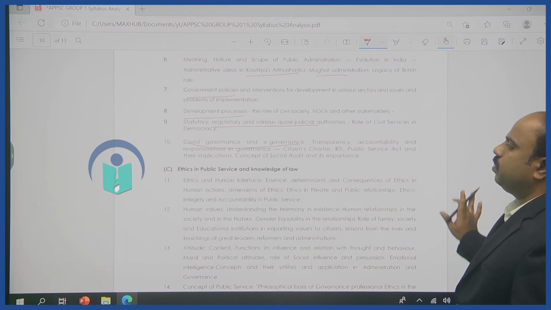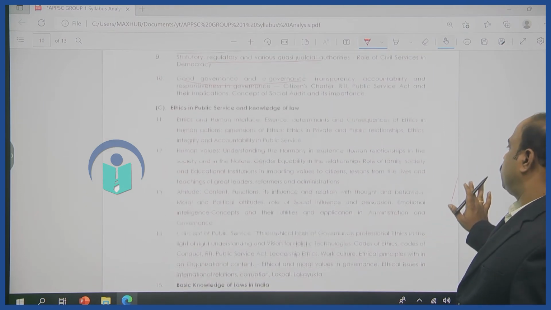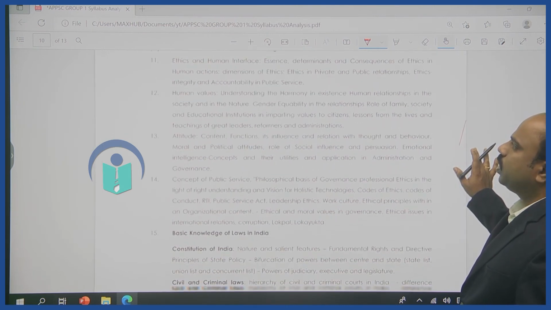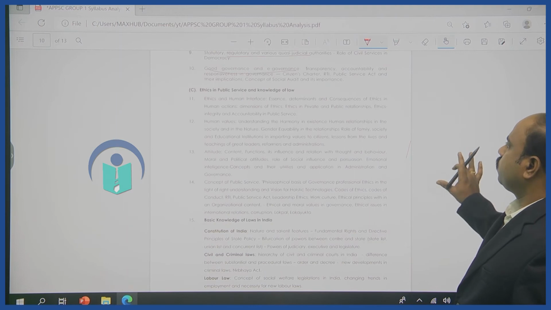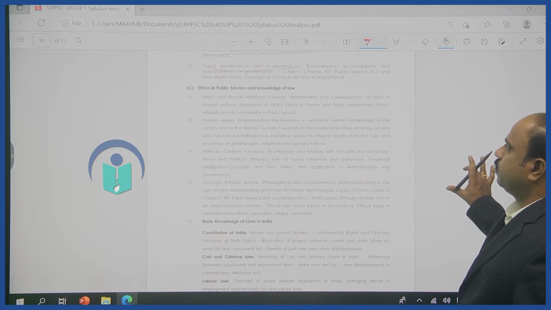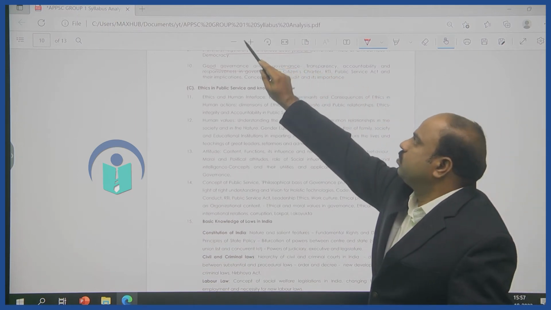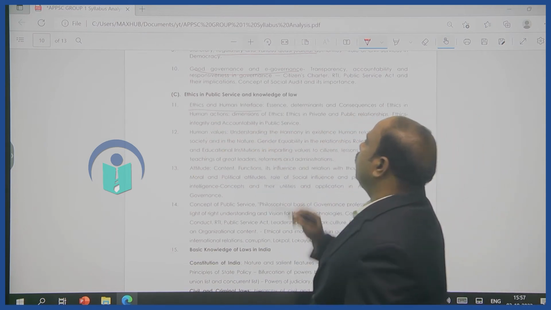Following, so how it works. And this is a very new paper, that is ethics, not new. Ethics and human interface.